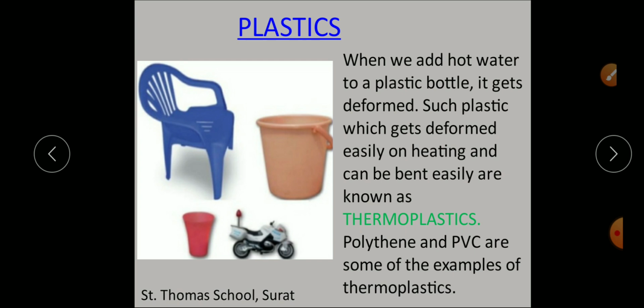They can be recycled. So polythene, PVC, nylon, they are examples of what? Examples of thermoplastics. They are used to manufacture toys and various types of containers. Understood? Thermoplastics are such plastics which get deformed easily on heating and can be bent easily. Examples are polythene, PVC and nylon.